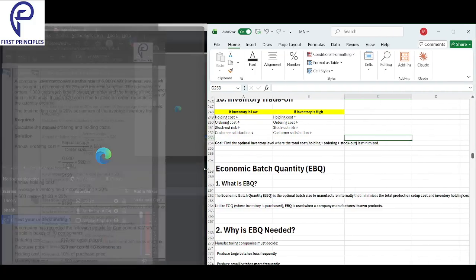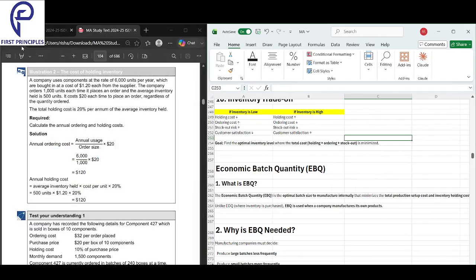Okay, at this point, we'll look into a numerical quickly. A company uses 6,000 units a year, so this is your annual demand, which can be bought at 1.20 per unit. This is your purchase cost: 6,000 units at 1.20.